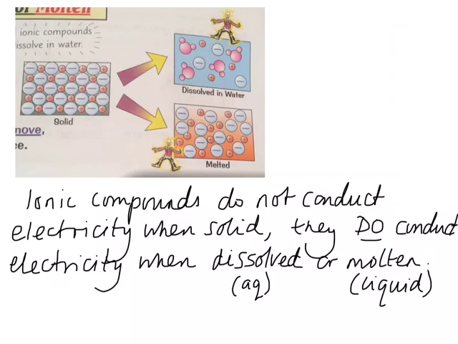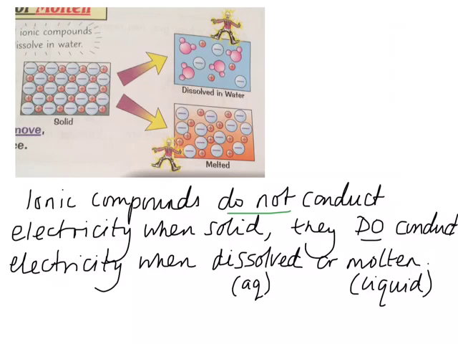Ionic compounds do not conduct electricity when they're solid. This is because the ions aren't free to move. They're held together by those really strong bonds between the positive and negatively charged ions. So an electrical current can't be passed through it.